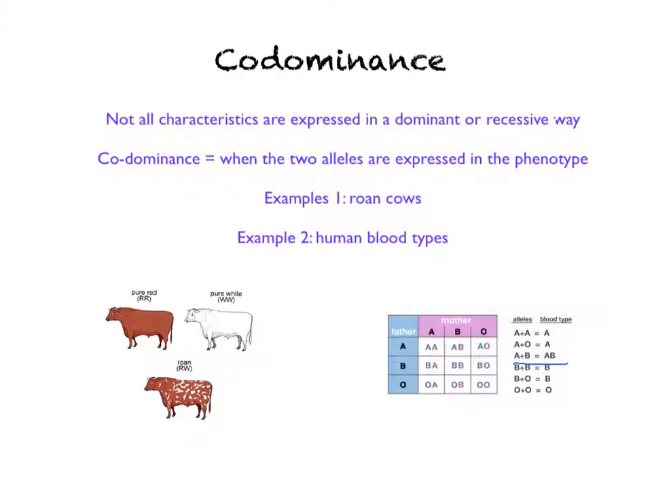If we have BB again, we can see that our blood type is B. If we have B and an O, our blood type is B. And if we have two O's, we end up with a blood type of O. So within human blood types, there are actually 4 phenotypes. Three alleles can create 4 different phenotypes depending on the allele combinations.